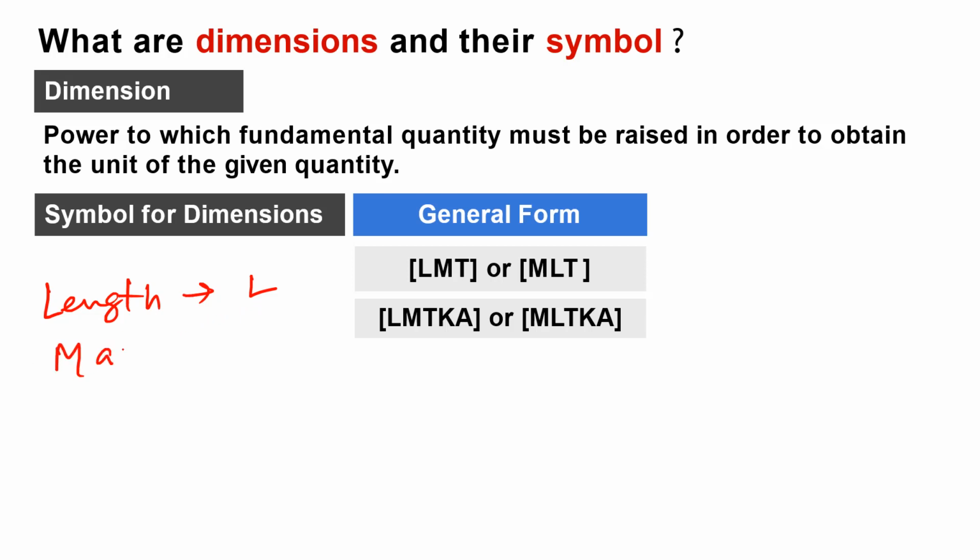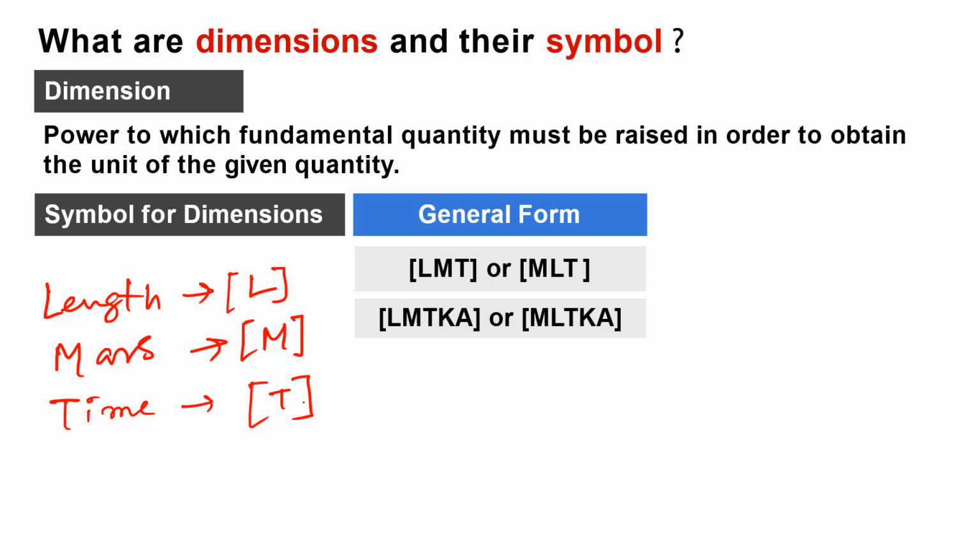The dimension of mass is represented as M, and these are represented within the third brackets. Now the dimension of time is written as T and it should be in a third bracket. So any physical quantity, whether fundamental or derived, you have to represent it in the form of LMT.